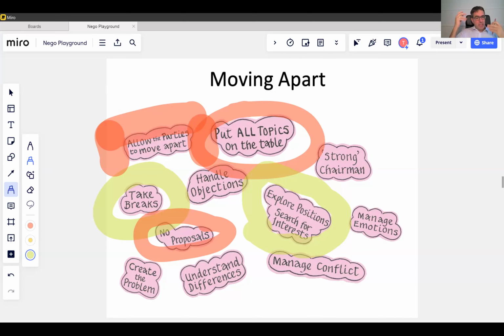The position is it's too expensive. The position could be it's too complicated. What does that mean? We don't have enough people to do it. We don't have the skills and resources to do it. I'm not brainy enough to understand this. Yeah. I don't like you. I want you to leave. There could be any number of different interests behind this position.